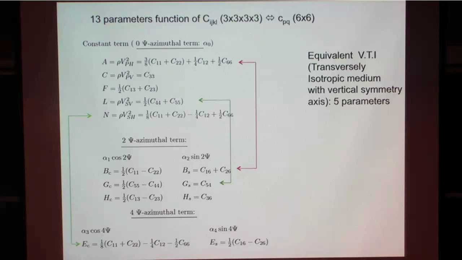Because when it is a vertical anisotropy, you have no azimuthal variation. But when you tilt your symmetry axis, of course, you have a horizontal projection, so you have azimuthal variation. And in that case, you have to take care of these azimuthal terms.